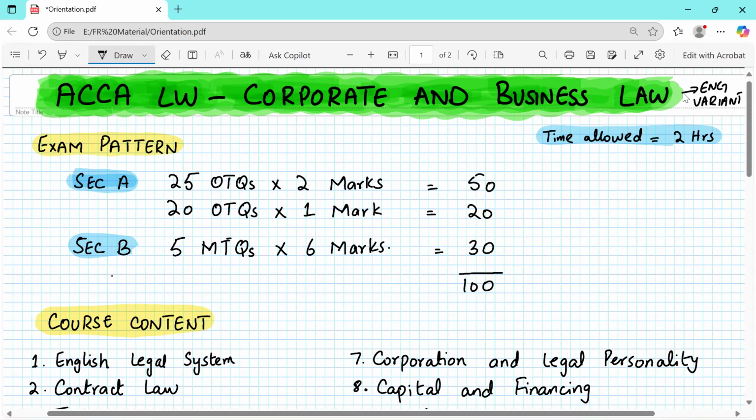Let's first look at the exam pattern. There are going to be two sections in this exam, section A and section B. In section A, there are going to be objective type questions, which basically means multiple choice questions or yes or no, true and false stuff. Such type of questions will be tested. In section A, the 25 objective type questions will be of 2 marks, so total is 50 marks. And 20 objective type questions will be of 1 mark, so total 20 marks. So in total, there are going to be 45 objective type questions in section A, but 20 of them will be of 1 mark each, and 25 of them will be of 2 marks each.